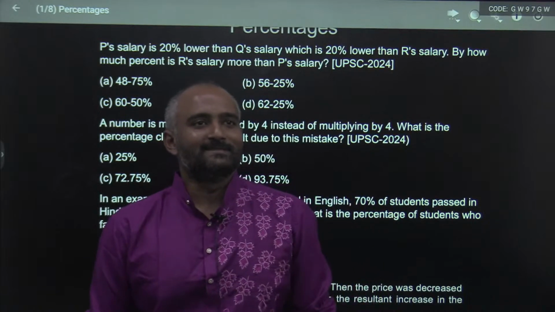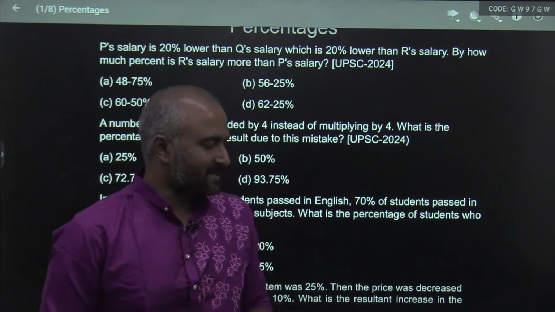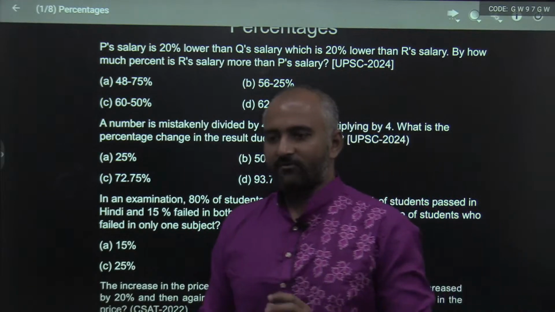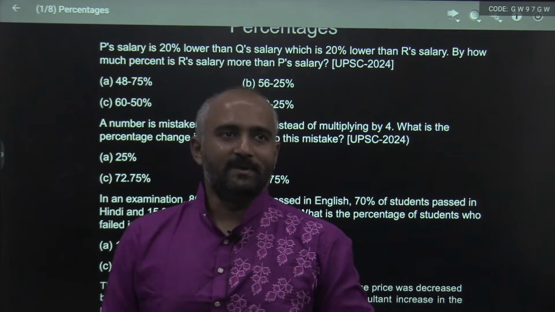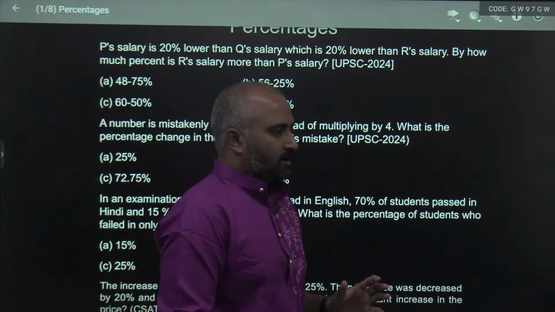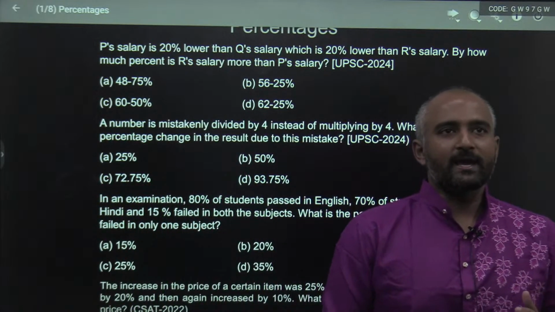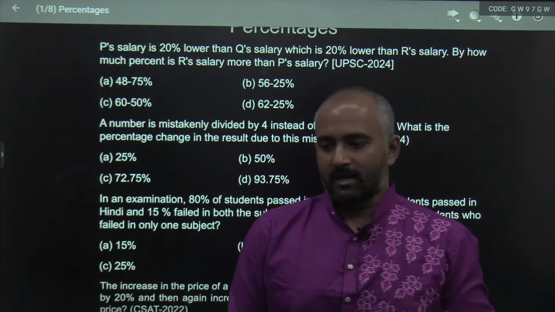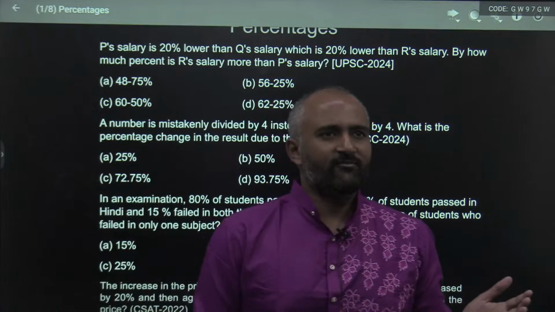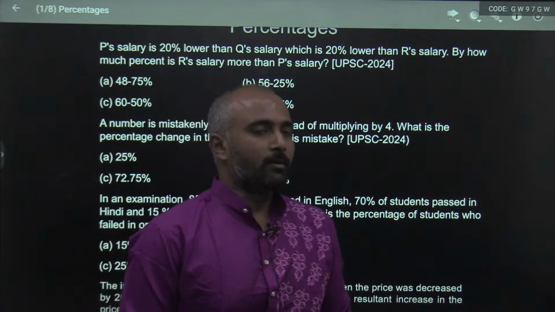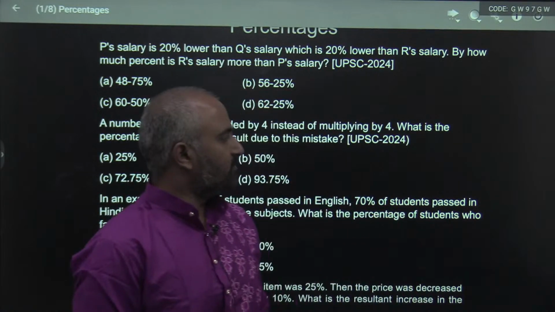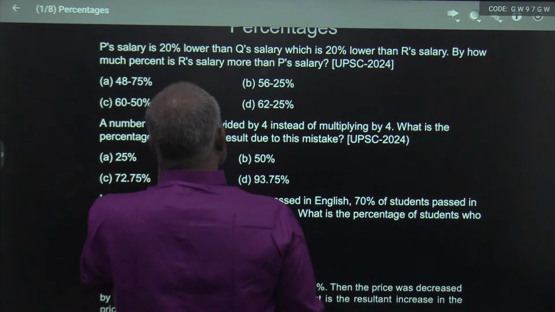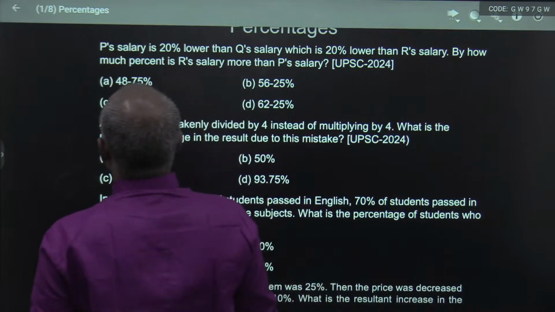Good evening, students. I hope you have gone through yesterday's class where we discussed all the theoretical knowledge that is required to solve any percentage problem given in UPSC CSAT. So today we are going to take up PYQ problems, especially from the past 12 to 13 years. So let's start from the recent one.